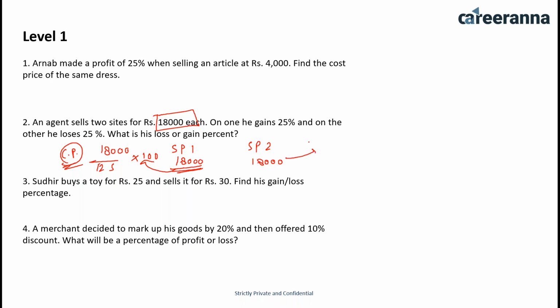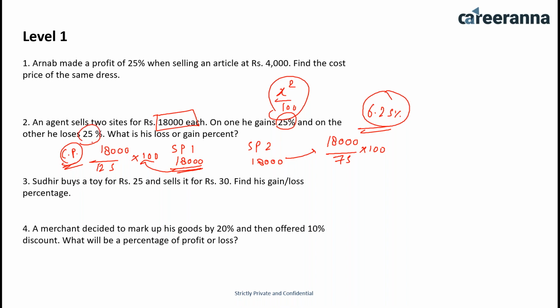Pay your attention. If I have to find the cost price for article 2 and there was a loss of 25%, it is this. You can solve it and you will find that 6.25% was the overall loss. Just memorize this: there is always a loss of X square by 100, where X is the profit or loss percentage.